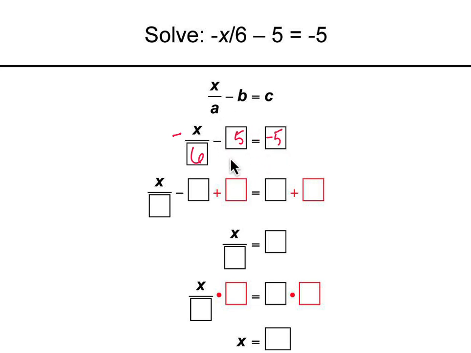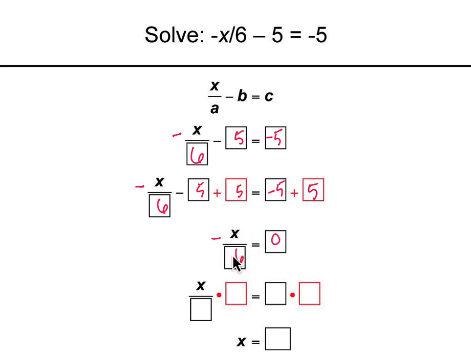We want to get rid of this term by adding 5 to both sides of the equation. So we get negative x divided by 6 minus 5 plus 5 equals negative 5 plus 5. Simplifying, we get negative x divided by 6 equals 0.